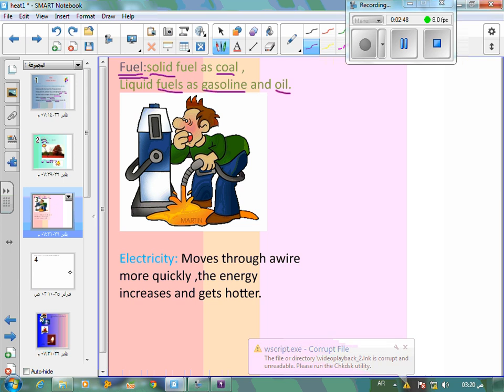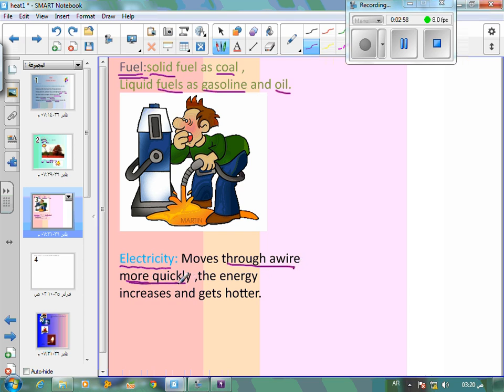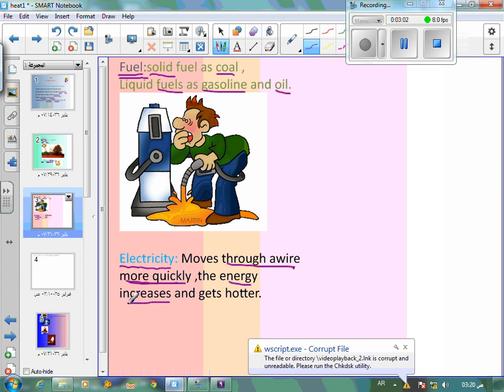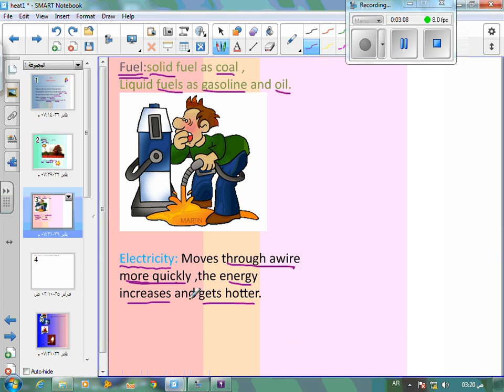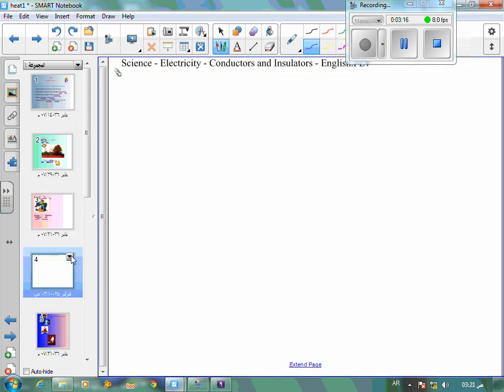Another source of heat and light is electricity. Electricity moves through a wire quickly. The energy increases and it gets hotter. So we will show a video that describes electricity, how it moves in a wire.